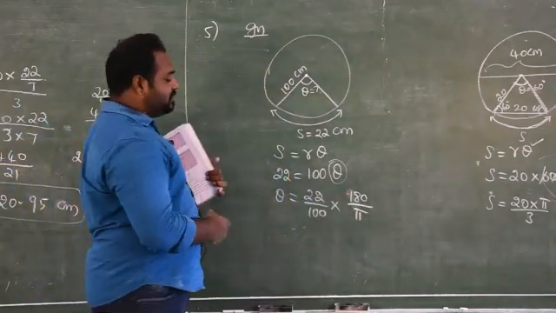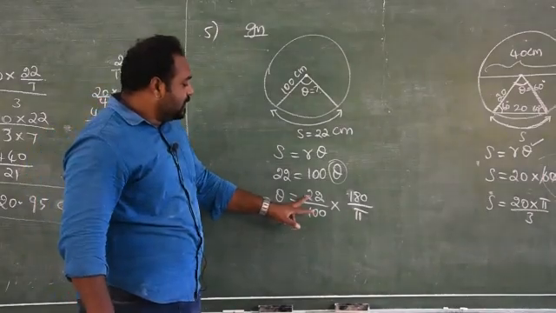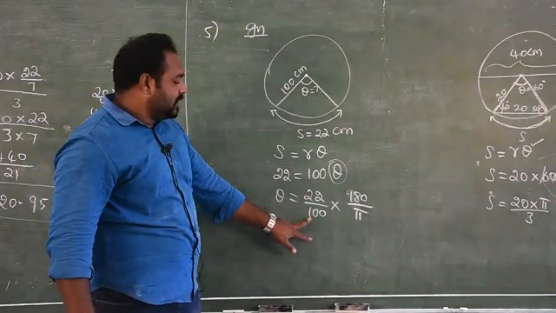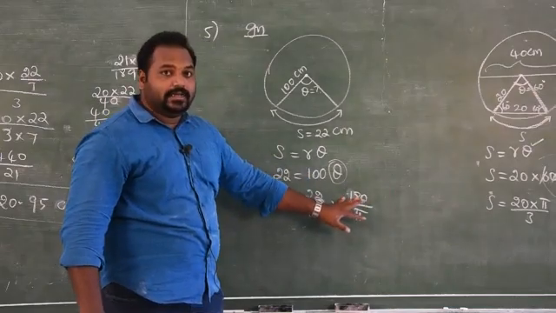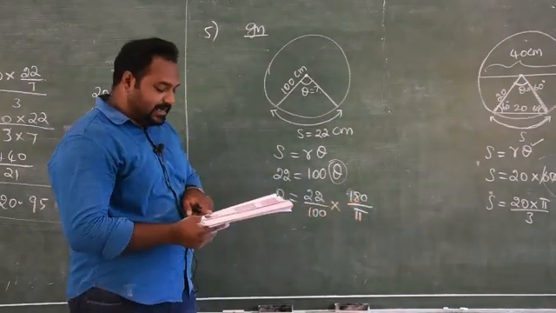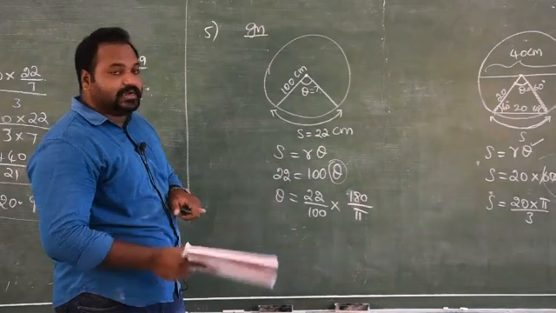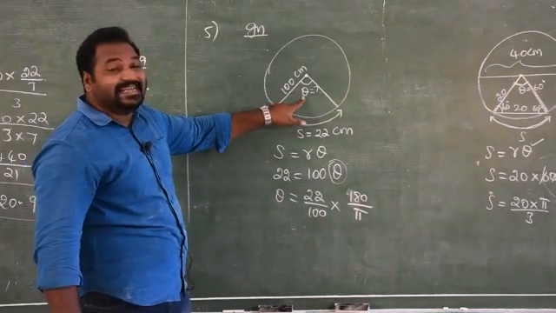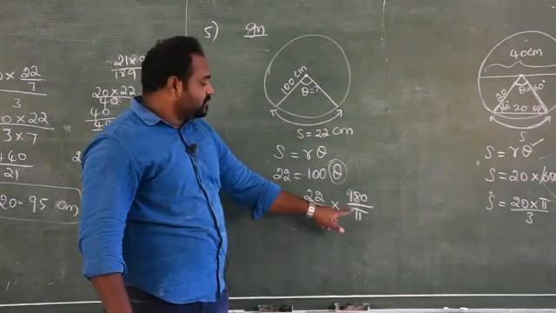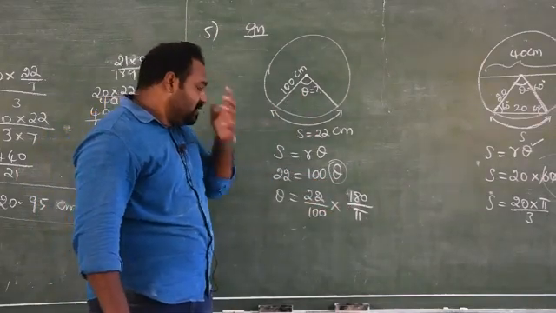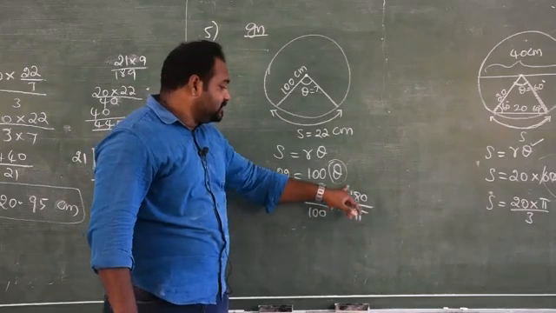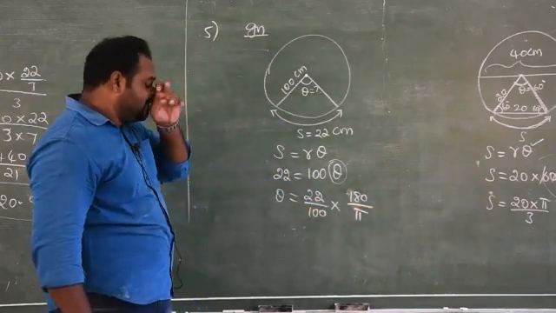Here sometimes students will make a mistake. They will only write 22 by 100. Sometimes they forget to multiply with 180 by pi, because the question clearly says to find the degree measurement of the angle. So for degree measurement, we are supposed to multiply with 180 by pi. If it is a radian measurement, we know it is pi by 180. Here they are asking for degree measurement, so it is 180 by pi.